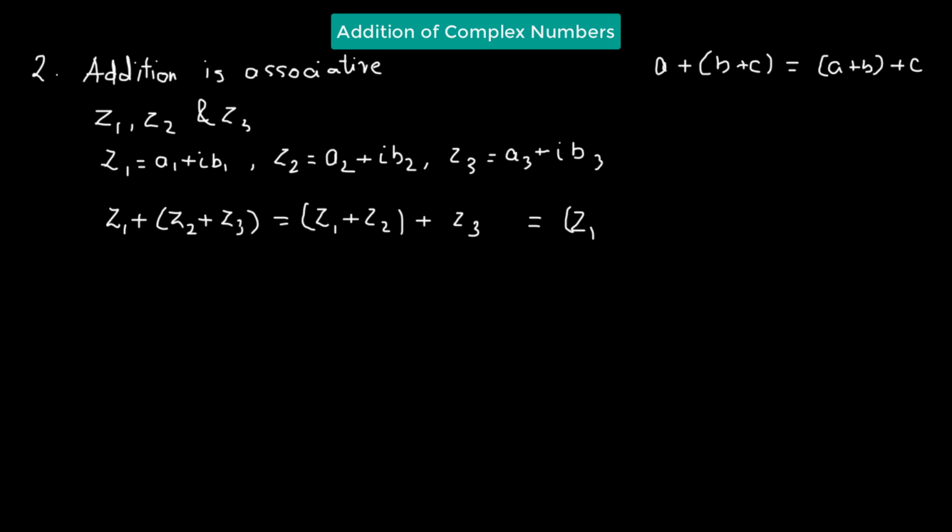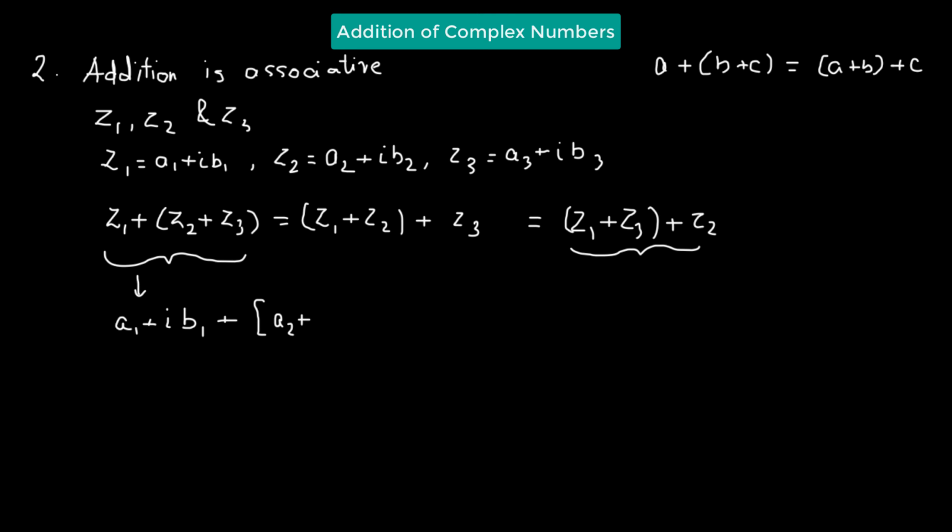That is also equal to z1 plus z3 plus z2. That is very evident, but we are going to work with the first two sections only. So z1 plus, so this portion will give us a1 plus I times b1 plus a2 plus I times b2 added to a3 plus I times b3. So we have a1 plus I times b1. Now we open up the parentheses. We have a2 plus I times b2 plus a3 plus I times b3.